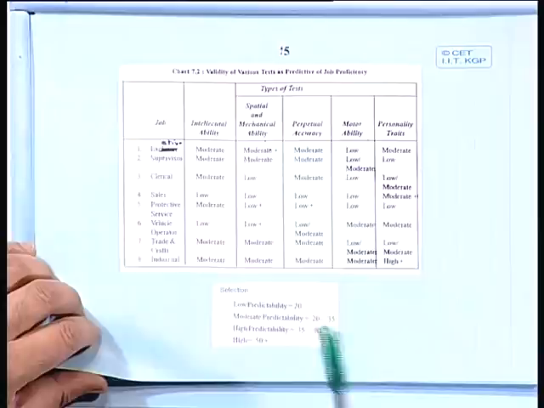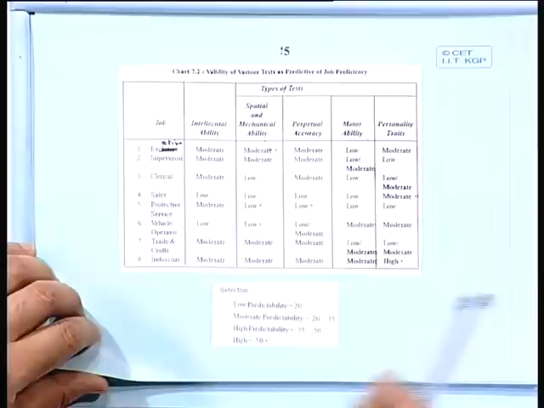Selection, low predictability is 20. These are the factors they apply to use the word, whether low or high, depending on the scores which came out in this test. You can see it later.